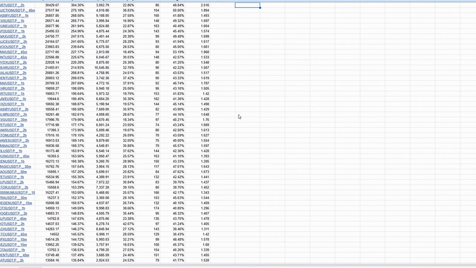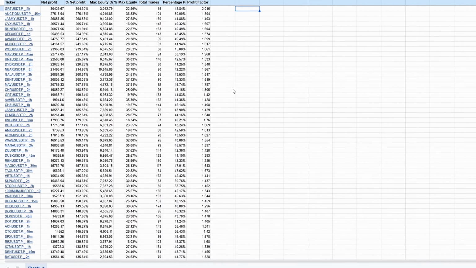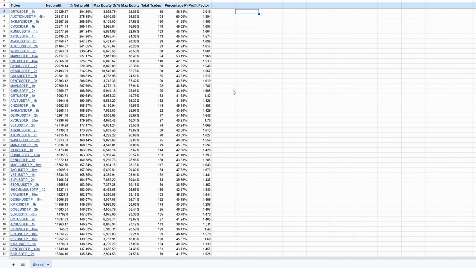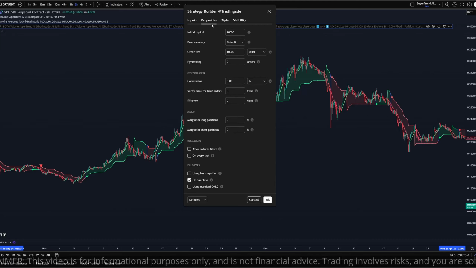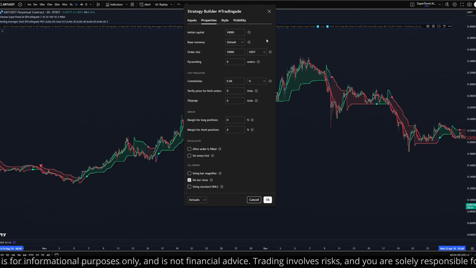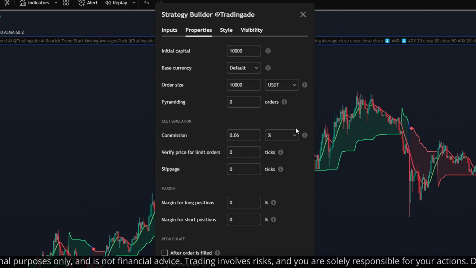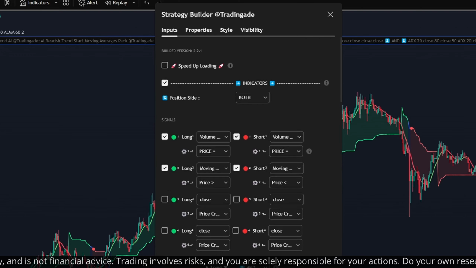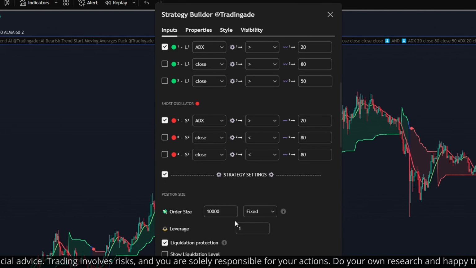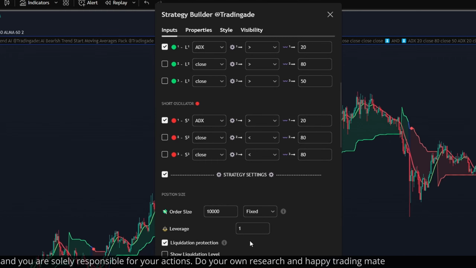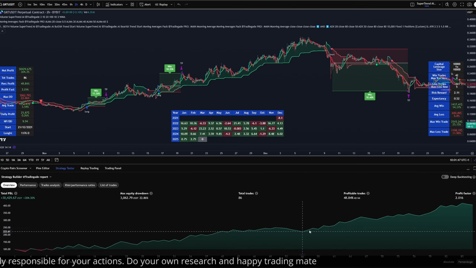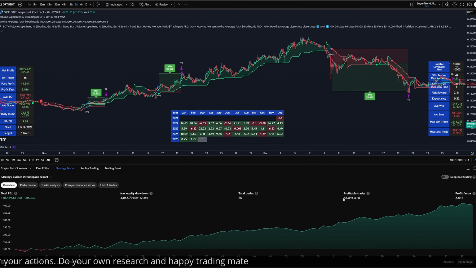Here in our spreadsheets, we have many backtest results based on various assets and timeframes using this strategy. We're gonna analyze the top performing one. All the backtest results are based on an initial capital of $10,000, 0.06% commission, a fixed order size of $10,000, and with 0 leverage, so 1x leverage. And as you can see, guys, the equity line is absolutely incredible.